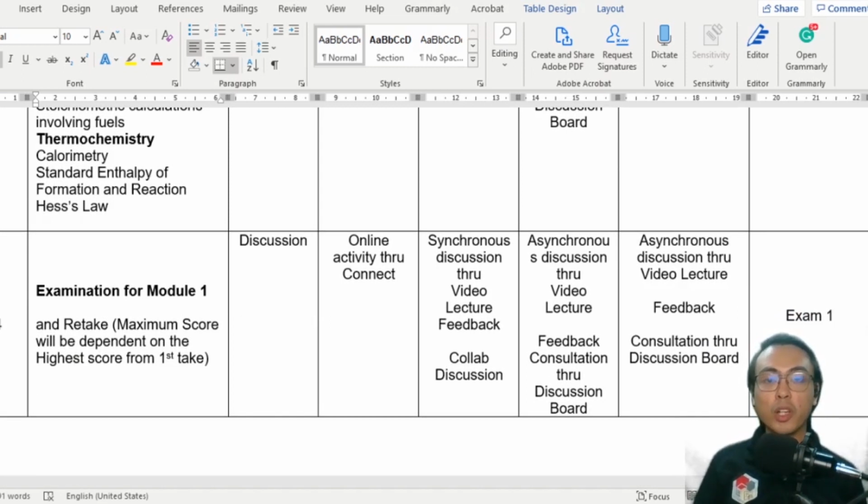So for your module examinations, you will be given 2 takes. The first take would determine the maximum score of the second take. The second take will only be administered if you failed on the first take. The Module 1 examination acts as our final exam for the first module.